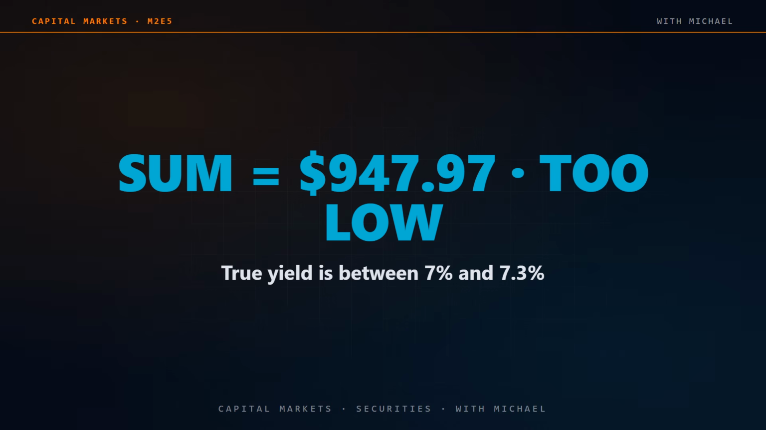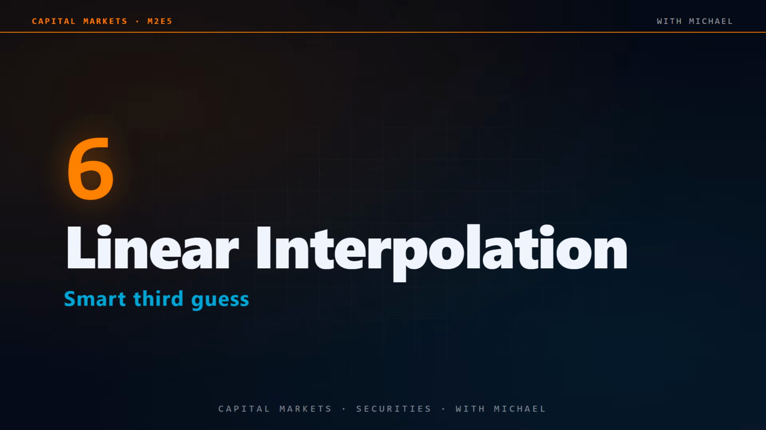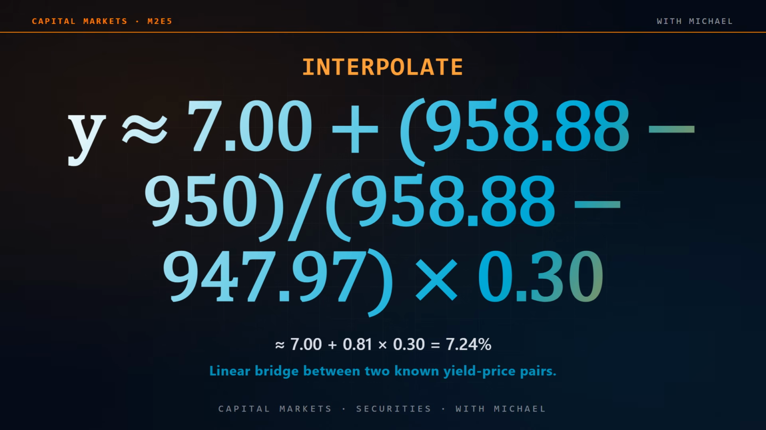Section 6. Third iteration, linear interpolation. We can use linear interpolation to pick a better guess. Our two data points are 7% gives price 958.88, and 7.3% gives price 947.97. The actual price is 950. The difference between 958.88 and 947.97 is 10.91.